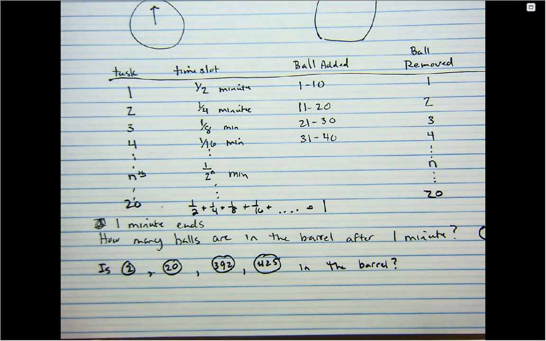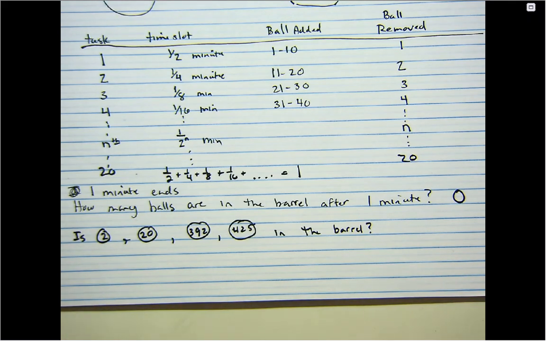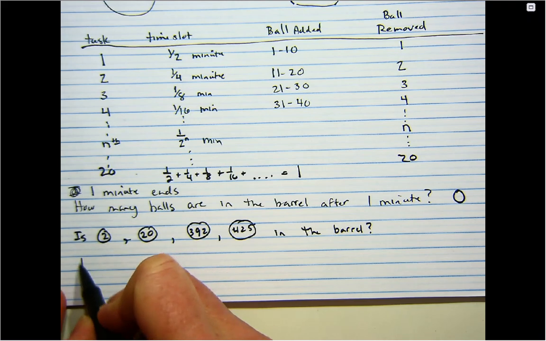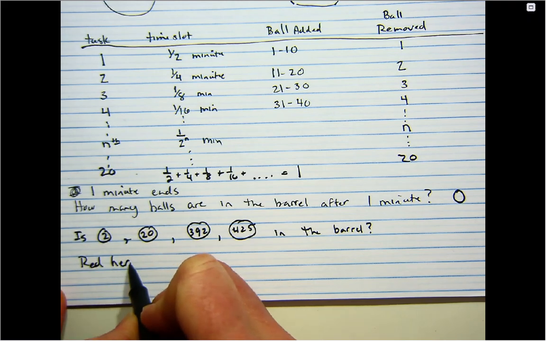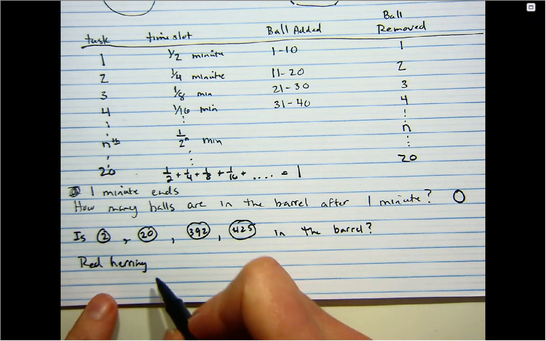Yeah, some of you figured it out. There's none in the barrel. It's kind of a trick question though, because it kind of feels like, well, there should be like every split instant of time, there's 9 balls in and 1 comes out. That's actually a red herring. Does anyone know what a red herring is? It's something in a story that's there to distract you. And the red herring here is that the balls are added 10 at a time.